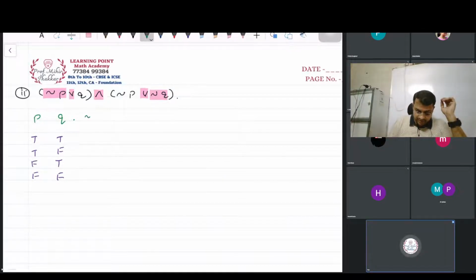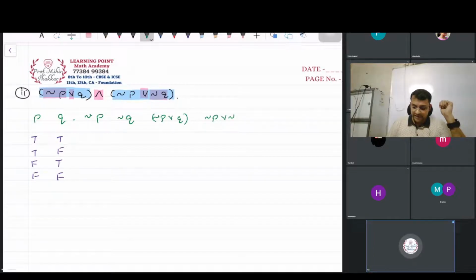I require negation P, that's okay, I'll make a column for it. I require negation Q, so I'll make a column for it. Then I am done with negation values, then I'll focus on the brackets. So now this is one bracket and this is another bracket. So let us make the columns for these brackets. So I will get over here, it is negation of P or Q, this is one. Negation of P or negation of Q, this is the second.